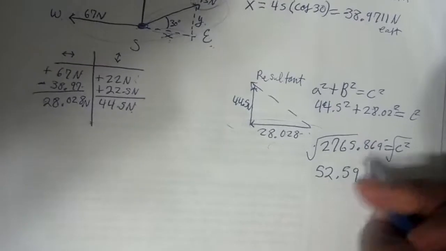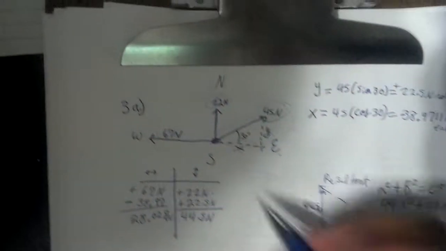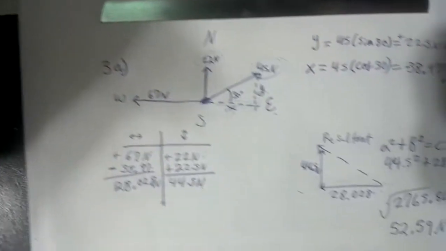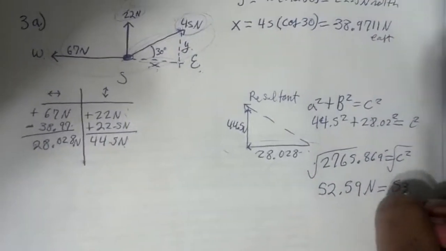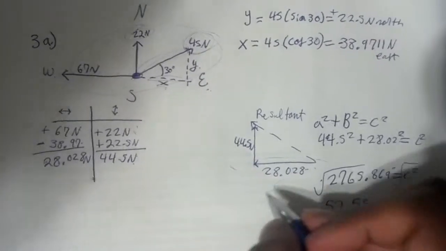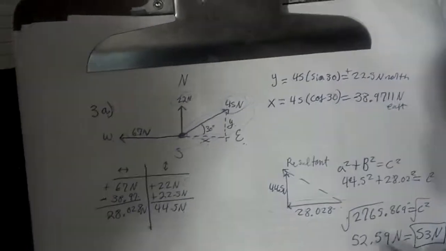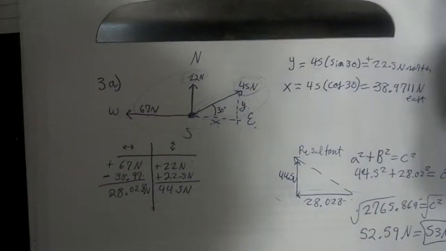If you're doing sig figs, you should only have 2 sig figs because of here. All these numbers have 2 sig figs. So it's going to be 53 newtons. That's your resultant magnitude. Now to find the angle, the angle is part B, which will be done by Jeremy.